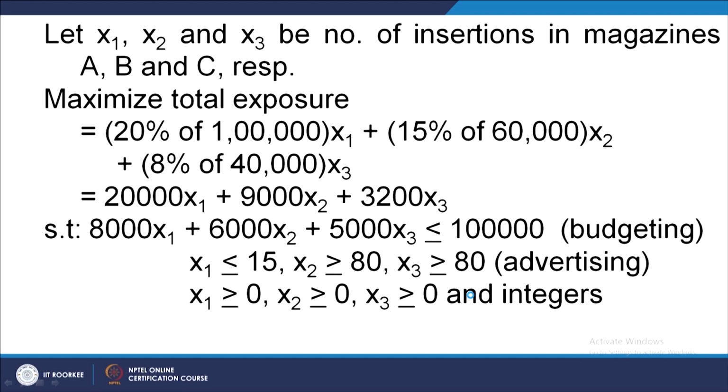As far as the B and C magazines are concerned, they must have at least 80 advertisements. So, therefore, x2 should be greater than or equal to 80 and x3 should be greater than or equal to 80. Of course, the decision variables x1, x2, x3 should be greater than or equal to 0 and they should be integers, because you cannot insert 2.5 advertisements in a magazine. Either you insert 2 or you insert 3. So, therefore, the integer restriction is important.